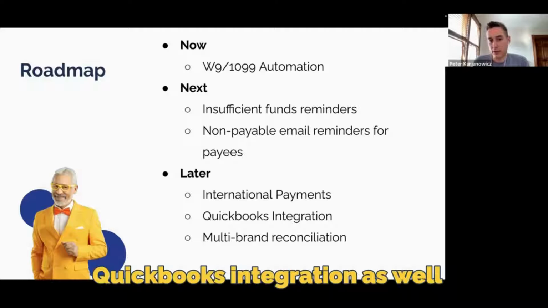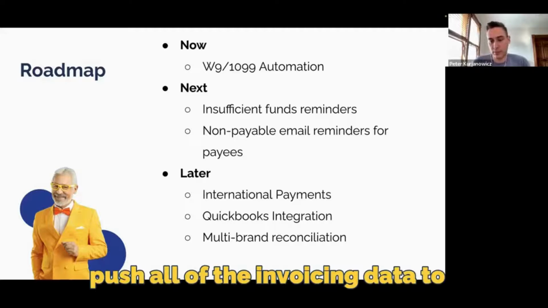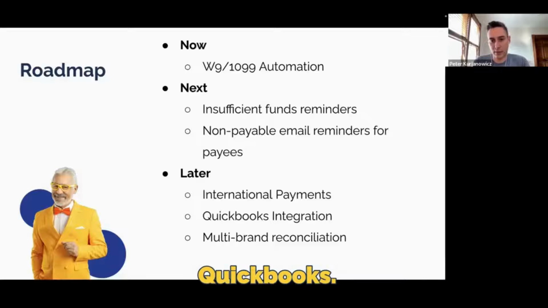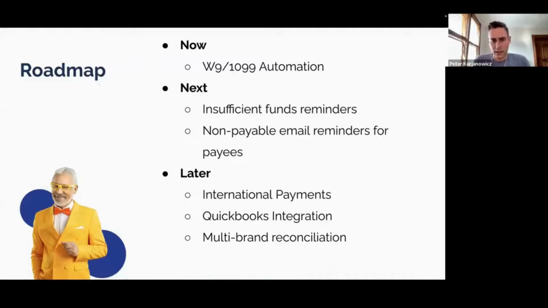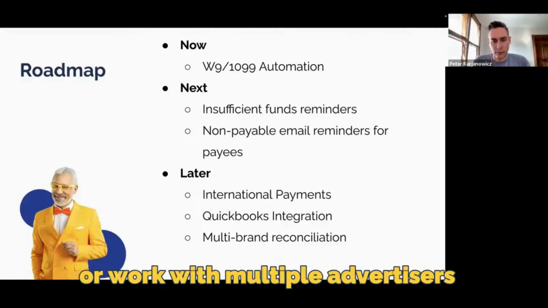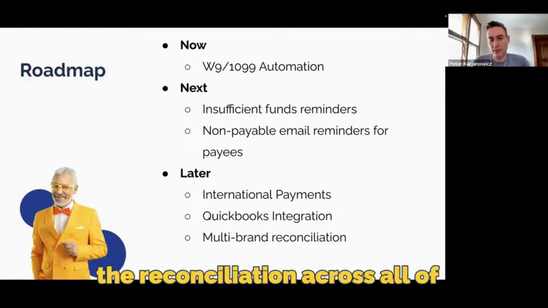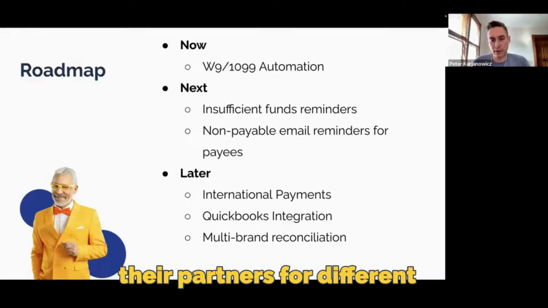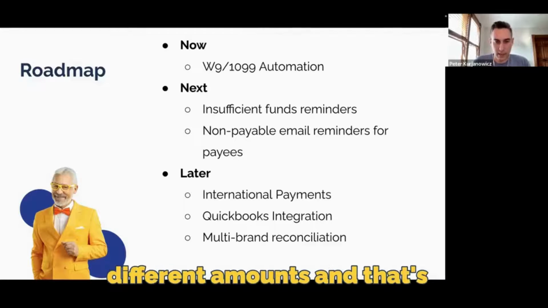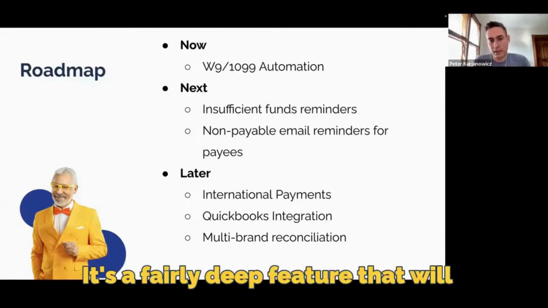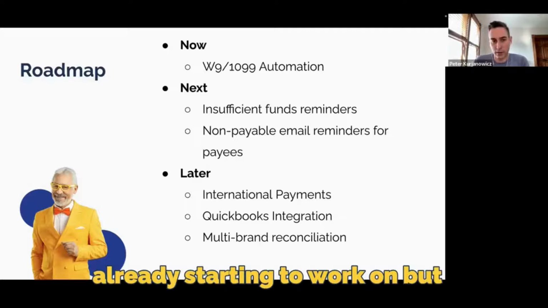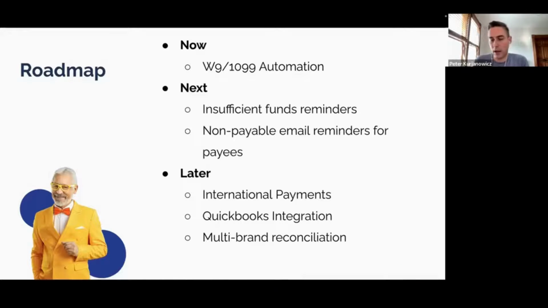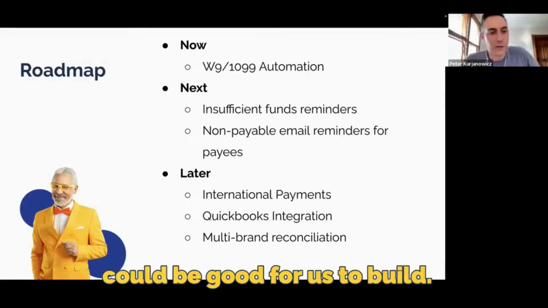We're also working on a QuickBooks integration to be able to push all of the invoicing data to QuickBooks. And then the last feature is multi-brand reconciliation. So a lot of our clients either manage multiple brands or work with multiple advertisers, and they need a way to manage the reconciliation across all of their partners for different brands that are paying them different amounts. And that's basically what that feature will be. It's a fairly deep feature that will require a lot of feedback from our clients, which we're already starting to work on, but feel free to reach out to us if you have other features or things that you think could be good for us to build.